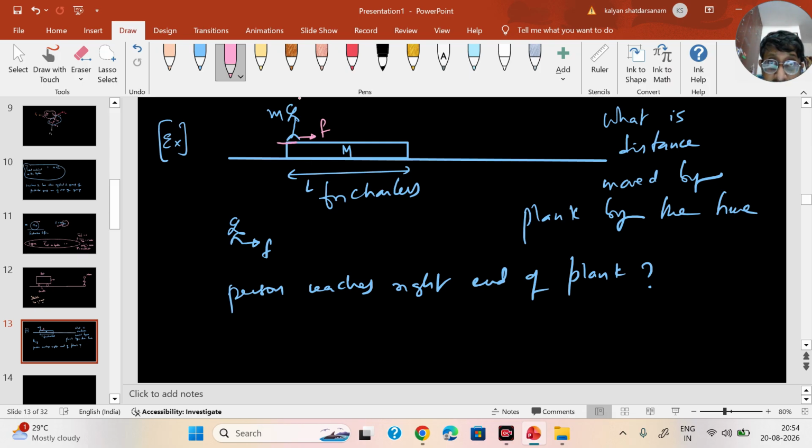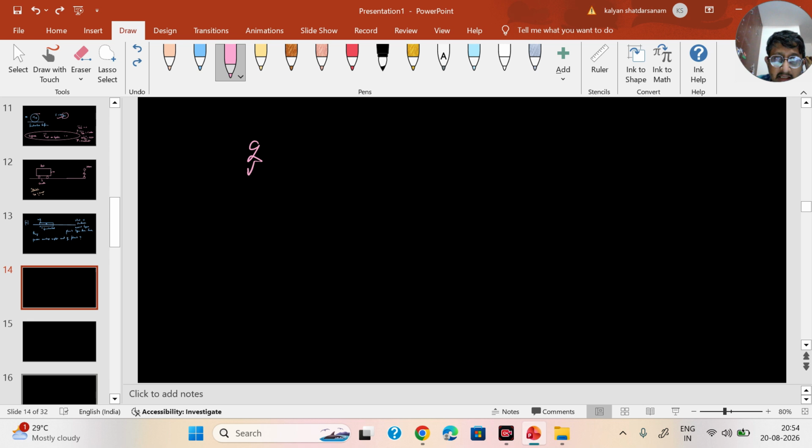The reaction of this acts on the plank. Now, the plank is on a smooth surface, so this force on the plank will take it back, obviously. So the plank will go back, you go forward. So by the time you reach here, the plank would have gone back. So how would this situation look like? Let me show it on the next page. So you started from here, okay?